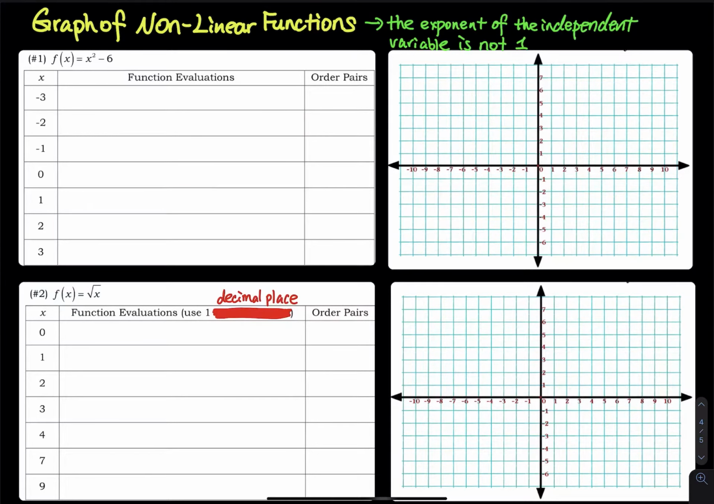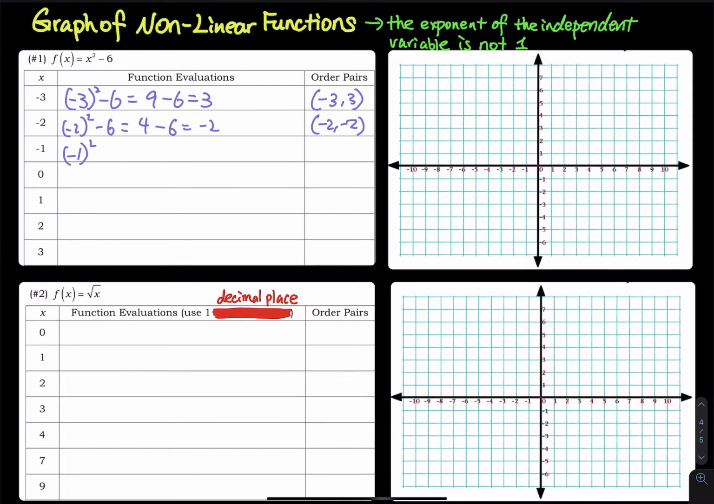So we simply plug in a few x values into the function. So we have negative 3 squared minus 6. That is 9 minus 6, which equals 3. So the ordered pair is negative 3, 3. Negative 2 squared minus 6. We have 4 minus 6, which equals negative 2. We have negative 2, negative 2.